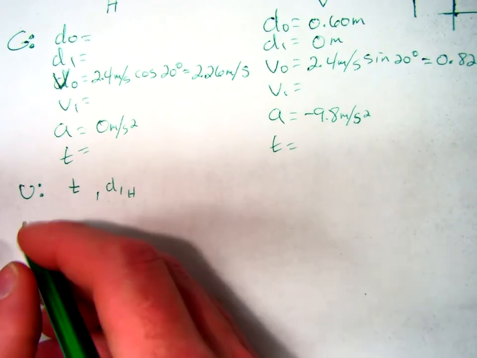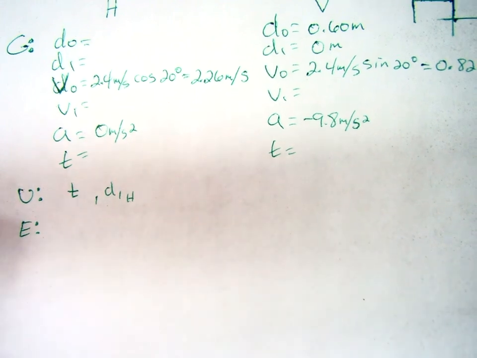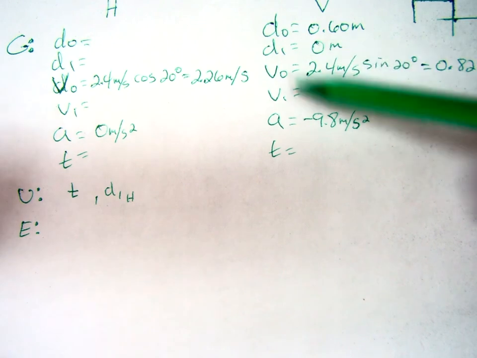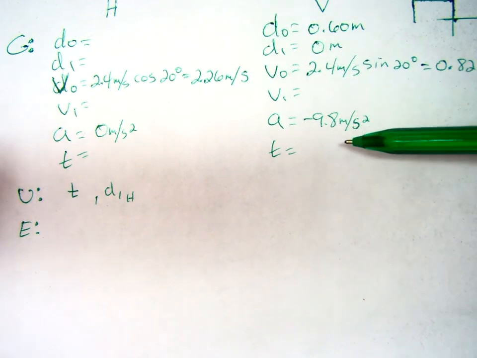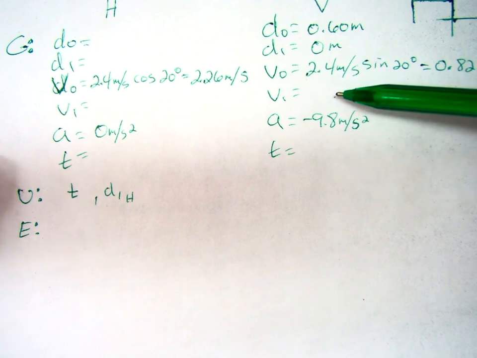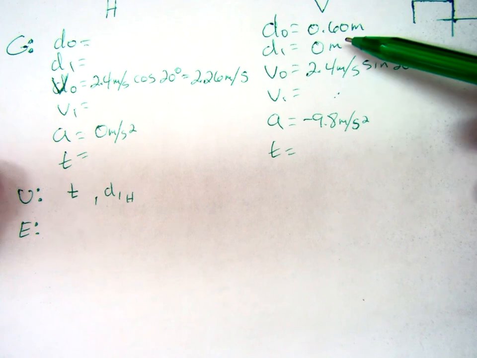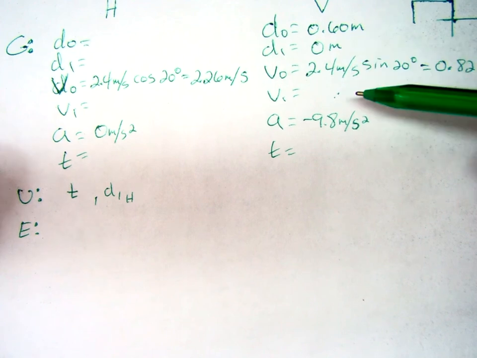Okay. So here's our place for our equations. Now we need to find time. Now if you go through these variables, you will find that you can only solve for time in the vertical. You do not have enough information to solve for time horizontally. No matter how hard you try, you can't do it. And so you will find the time vertically.